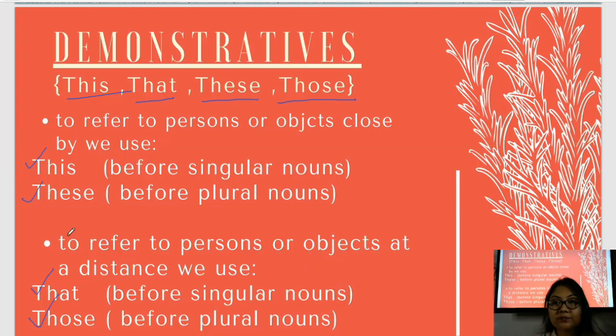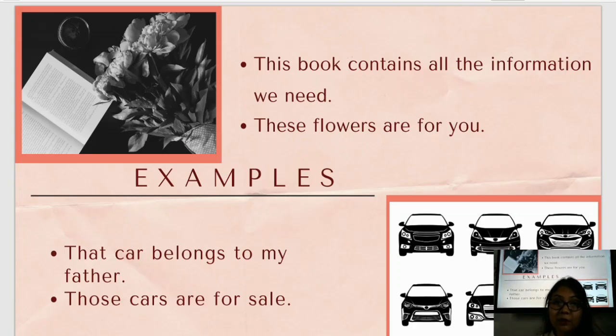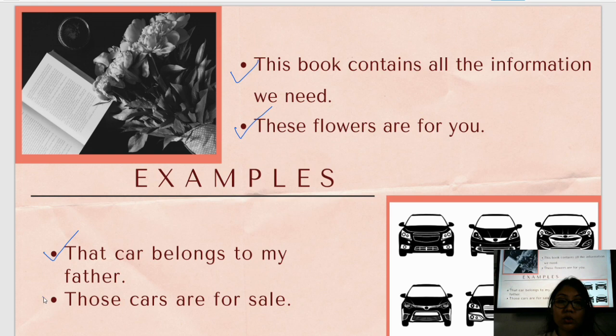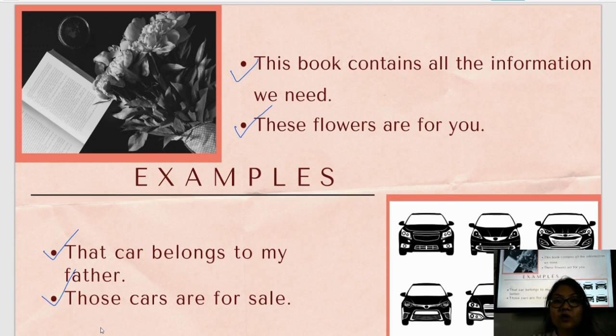Let's move forward. Let's look at a few examples here. This book contains all the information we need. These flowers are for you. That car belongs to my father. Those cars are for sale. So you see, in this and these, the objects are closer. And for that and those, the car that you are talking about, they are farther away. Okay? Let's move on to the next slide.